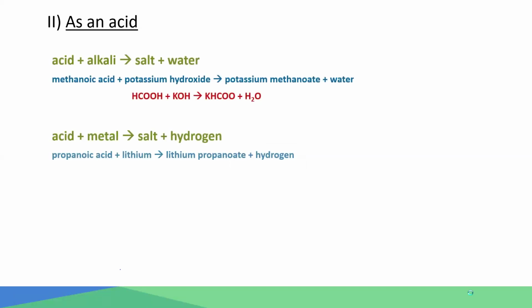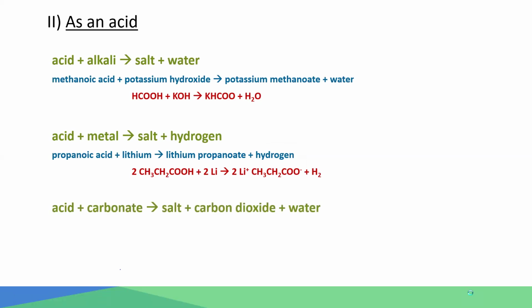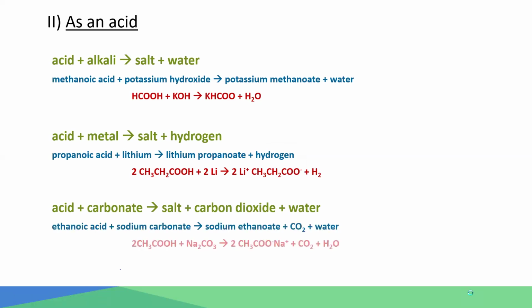Second reaction, CH3CH2COOH plus lithium. Whenever acid reacts with metal, they form salt and hydrogen. This is the reaction. Third, acid plus carbonate gives you salt plus carbon dioxide plus water. Look at all these reactions. No need to copy them, but look at all these reactions carefully. You have to understand how carboxylate ion is being formed.